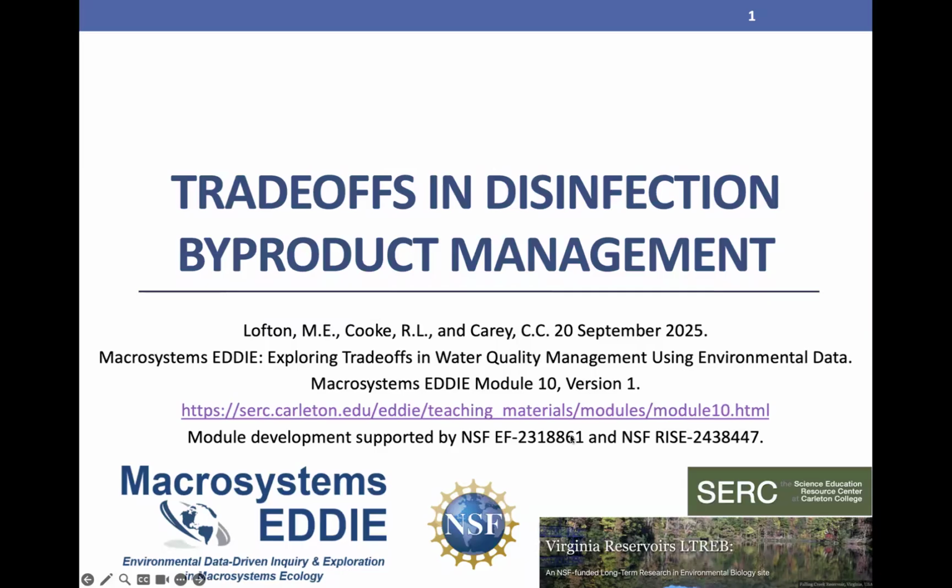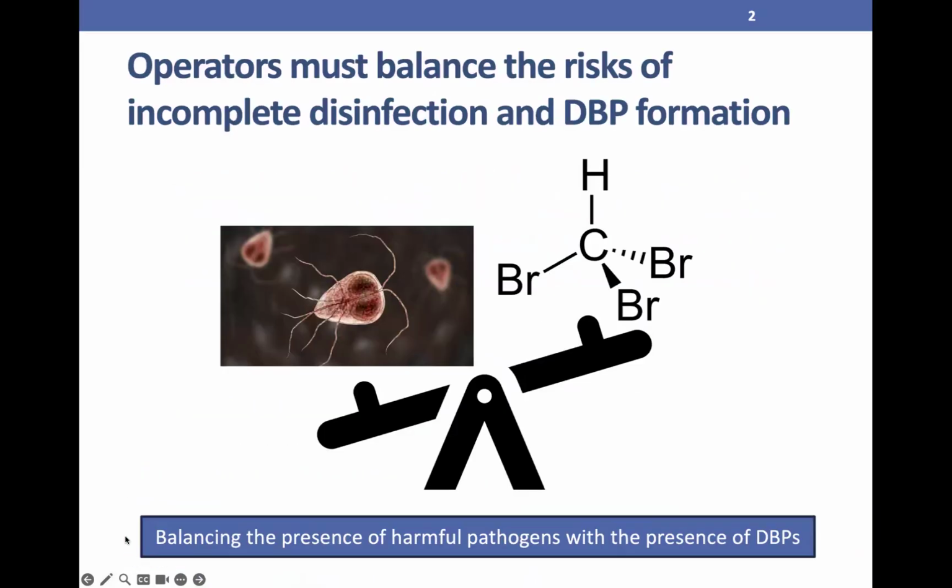In this video, I will discuss trade-offs in disinfection byproduct management. During the treatment process, operators must balance the risks of incomplete disinfection and DBP formation. If disinfection is incomplete, there may be harmful pathogens in the finished water, threatening human health. However, chlorine-containing compounds used for disinfection can also react with DBP precursors to form cancer-causing disinfection byproducts, also threatening human health. Therefore, an operator has two goals: ensure disinfection and avoid DBP formation.